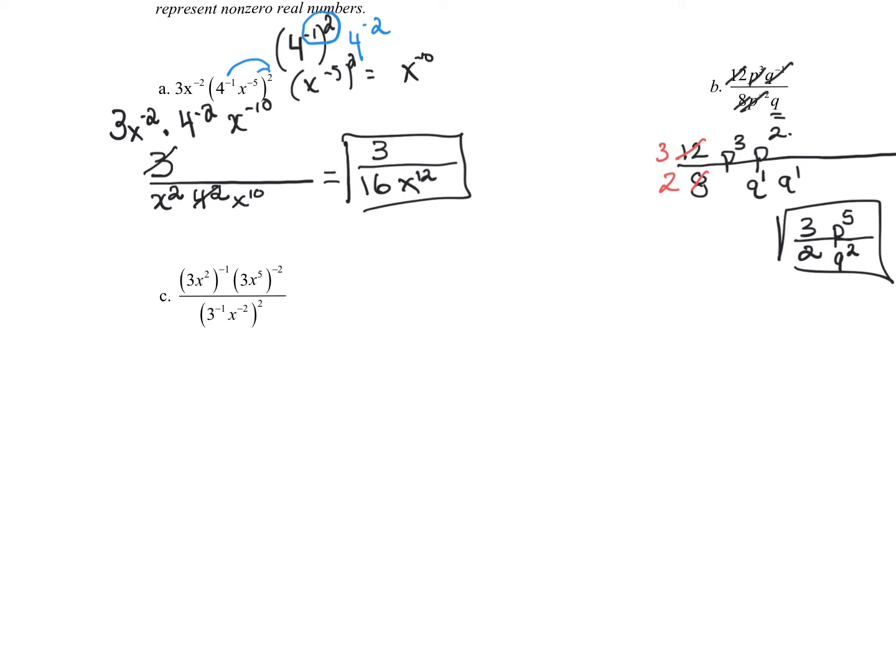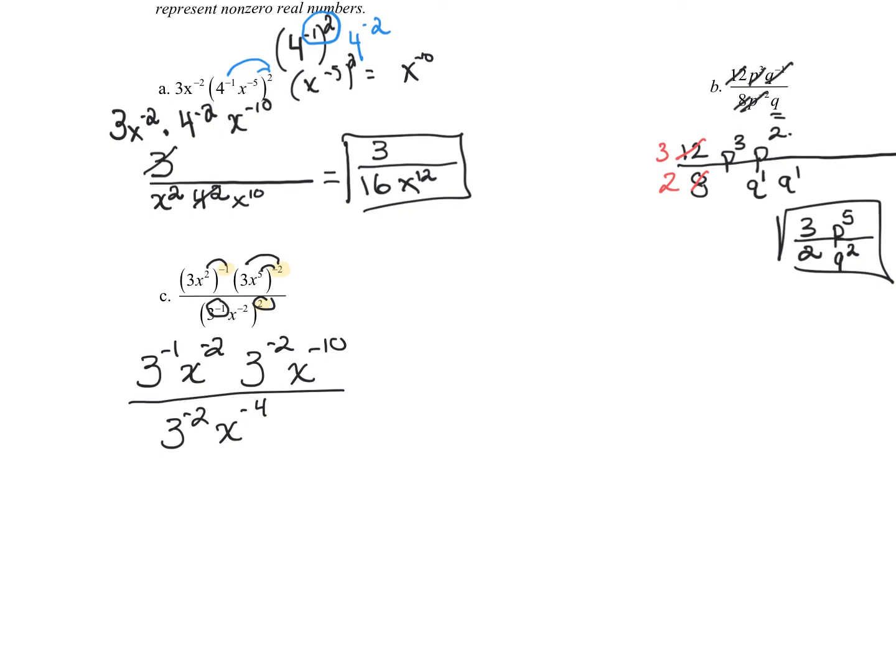And let's do letter C. Letter C's got to be done piece by piece. So I'm going to deal with all of these exponents out here first. All of those ones. So I get 3 to the negative 1, x to the negative 2, because I multiplied these two together. That's the first one. Then I get 3 to the negative 2. This negative 2 power is going to go to everyone. X to the negative 10th. On bottom, I'm going to get a 3 to the negative 2 because I multiplied the negative 1 and the 2 together. And then x to the negative 4th.